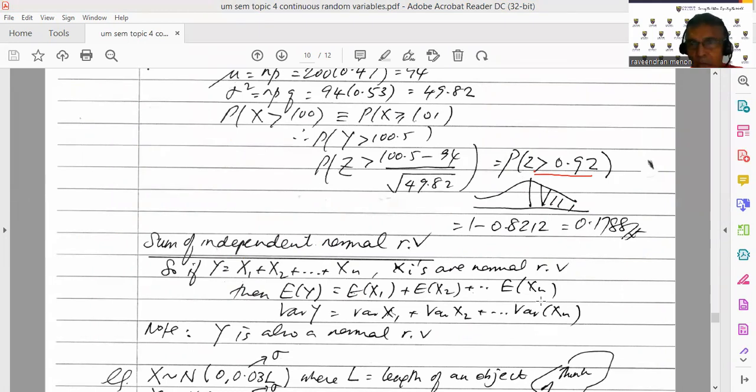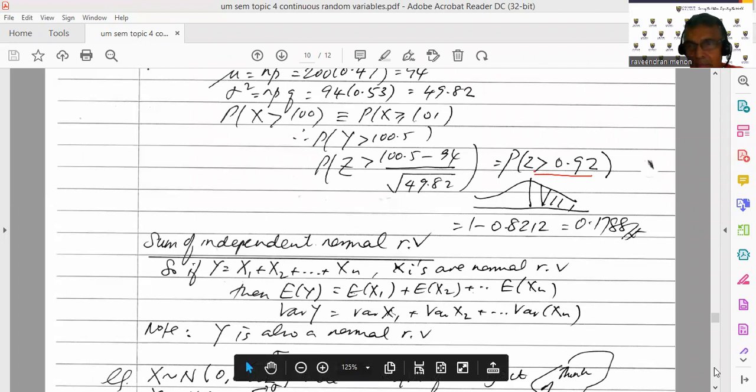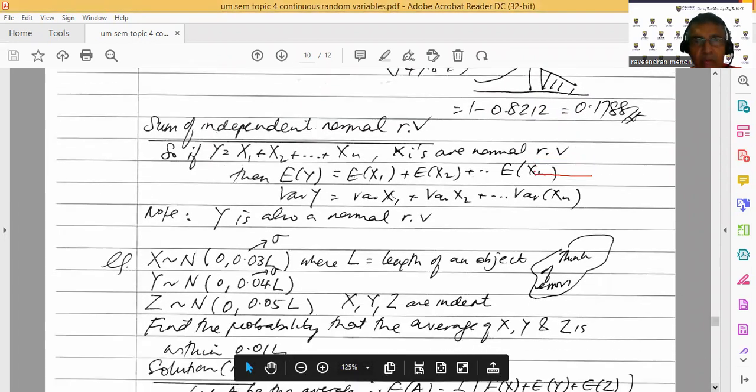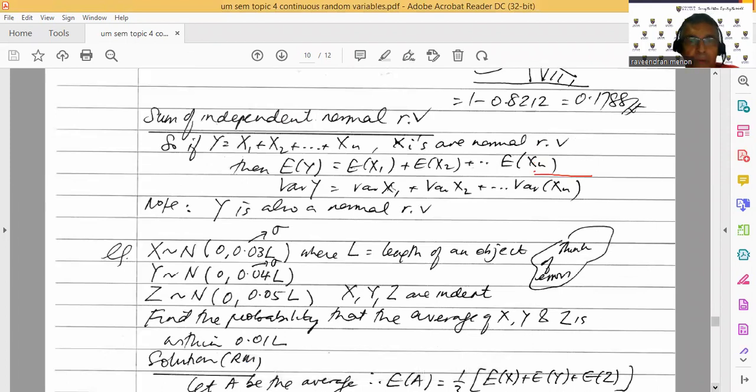We want to talk about the sum of independent normal random variables. So which means if you have Y equals to x1 plus x2 right up to xn, where all the xi's are normal random variables, right?